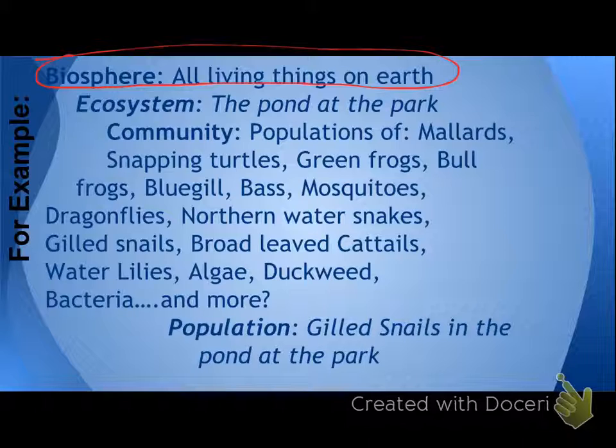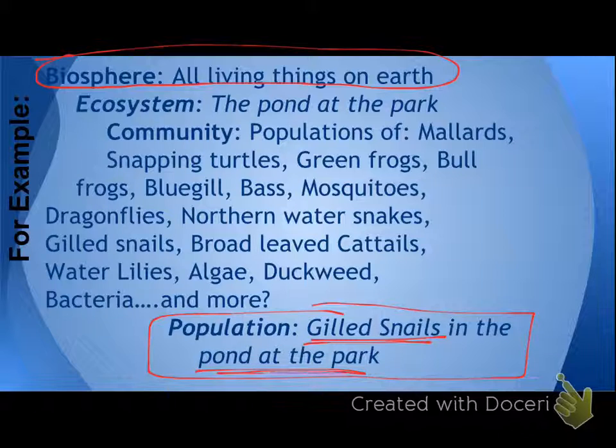Then the population would be something like this: gilled snails at the pond in the park. And when we specify a population, we have to specify both the species and the location. If we don't do that, we're not talking about a population. We have to specify species and location.